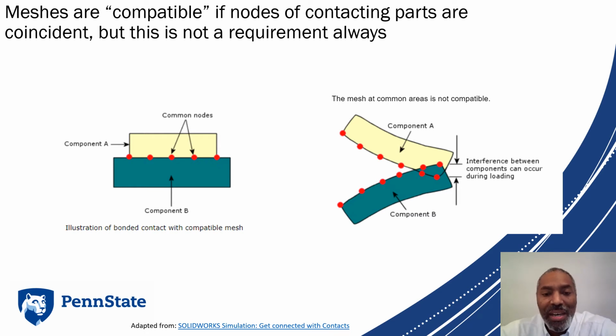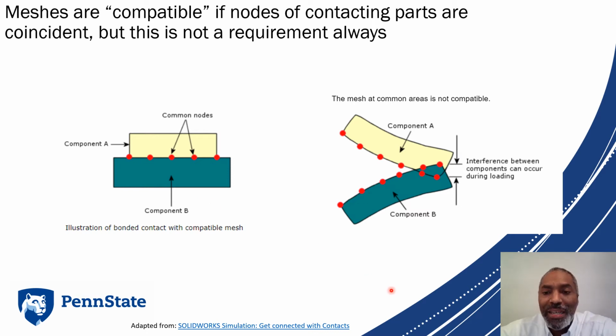On the left-hand side, we're showing a condition where we have component A and component B. Let's assume that these are meshed, and it turns out that along the surface, the elements have nodes that are coincident. In this case, we have a bonded situation where our mesh is compatible. Why is that? Because the nodes are coincident along that surface.